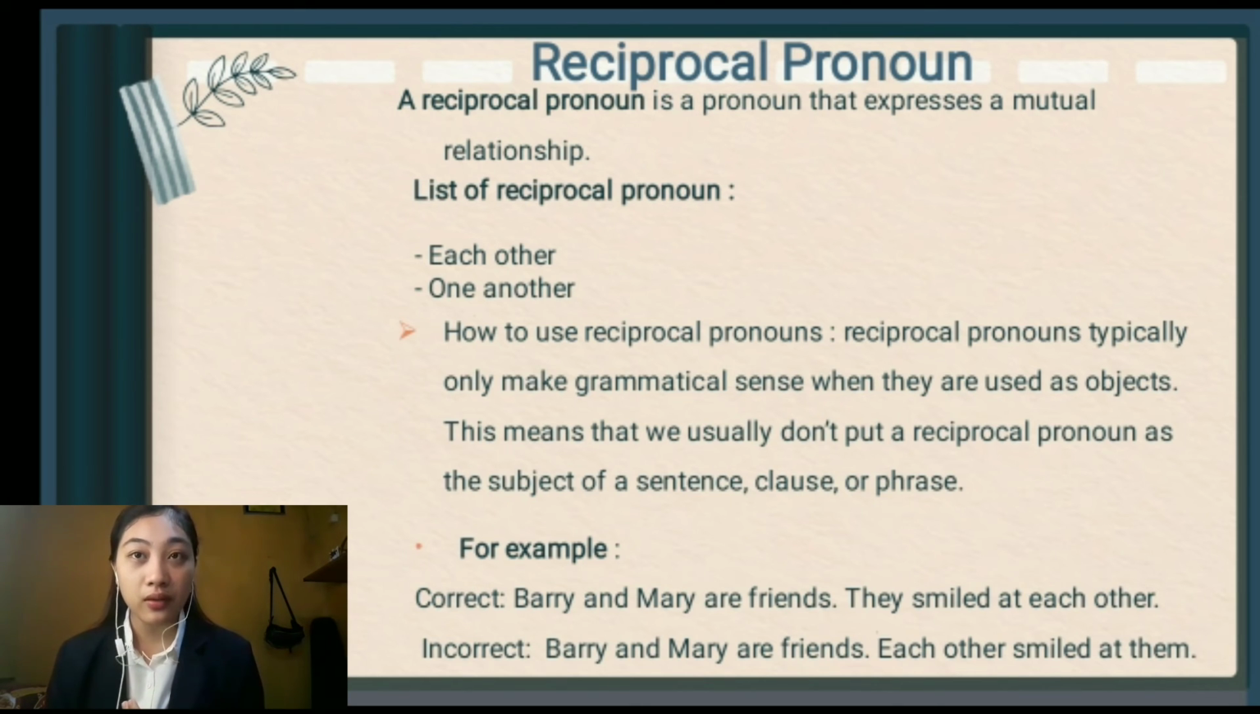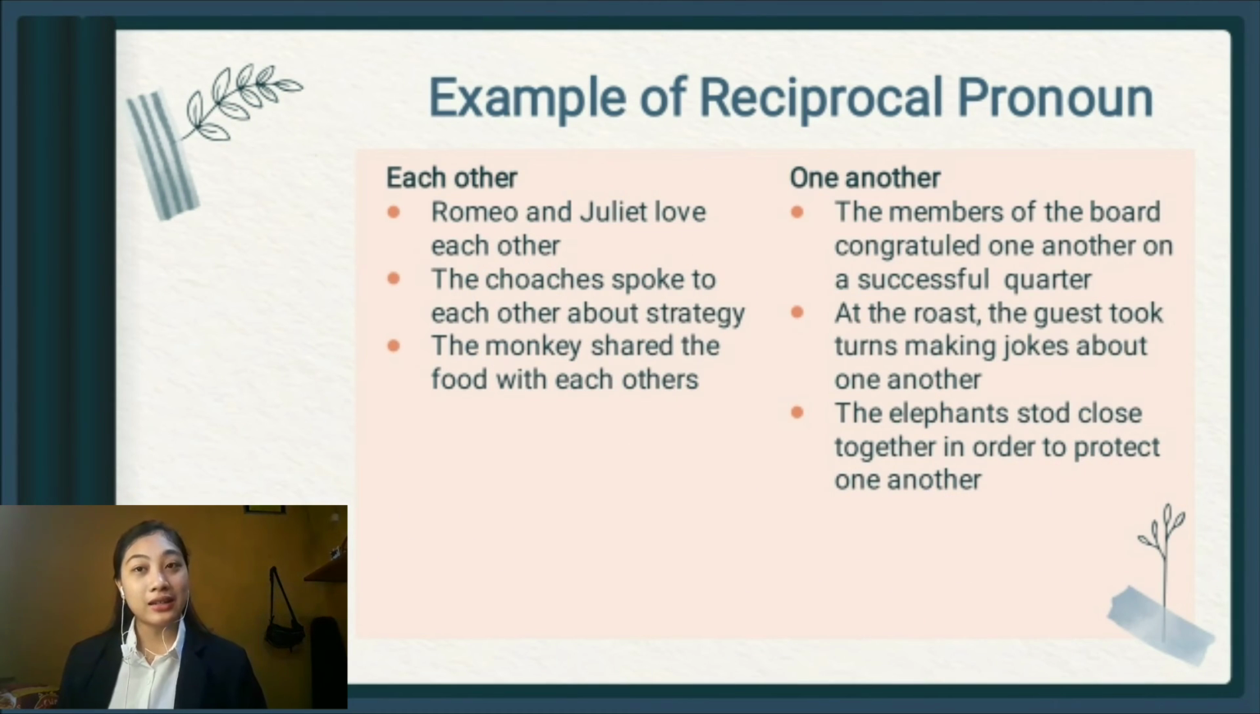For example, correct sentence: Barry and Mary are friends. They smile at each other. Incorrect sentence: Barry and Mary are friends. Each other smile at them. And this is an example of each other and one another.